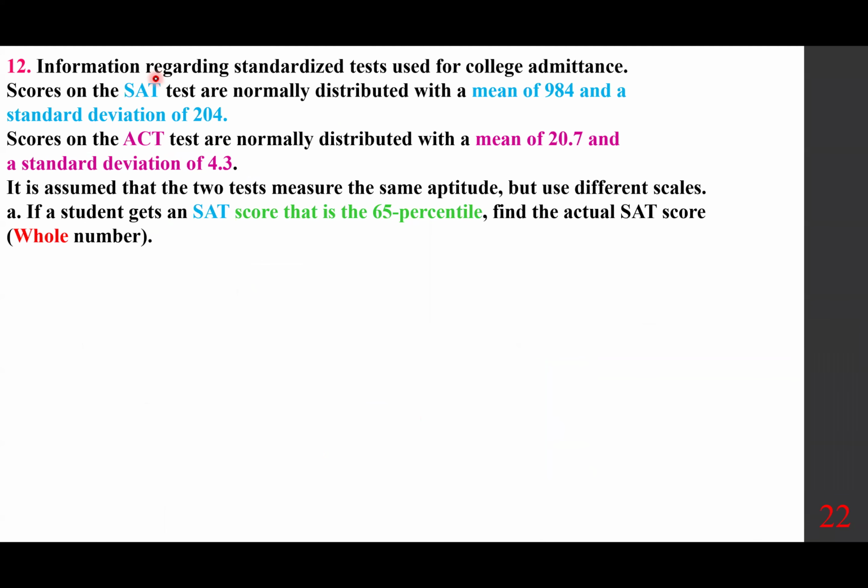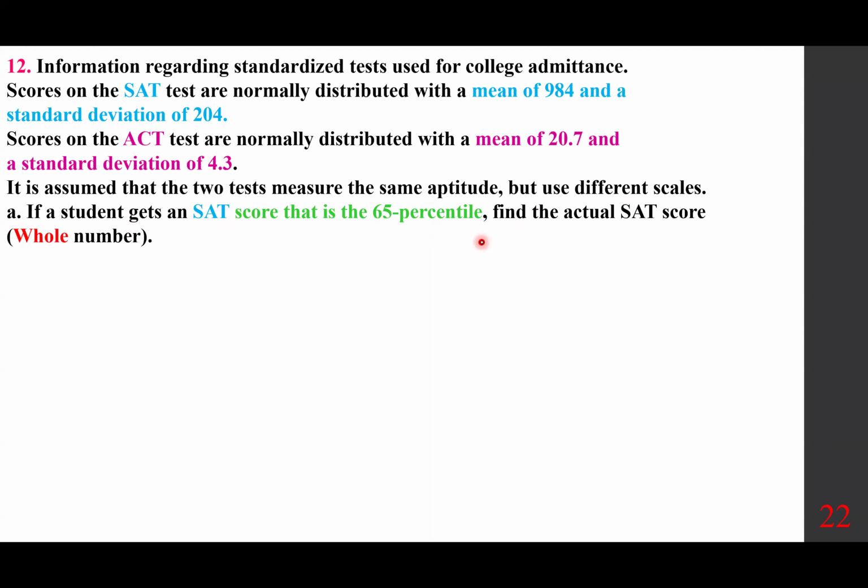Information regarding standardized tests used for college admittance. Scores on the SAT test are normally distributed with a mean of 984 and a standard deviation of 204. Scores on the ACT test are normally distributed with a mean of 20.7 and a standard deviation of 4.3. It is assumed that the two tests measure the same aptitude, but use different scales. If a student gets a SAT score that is 65th percentile, find the actual SAT score.